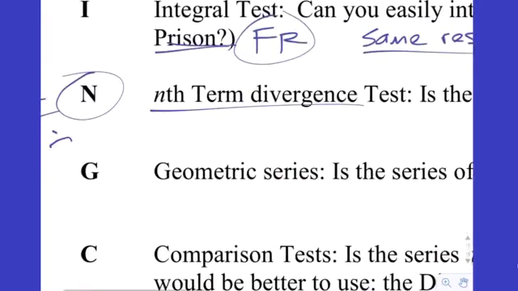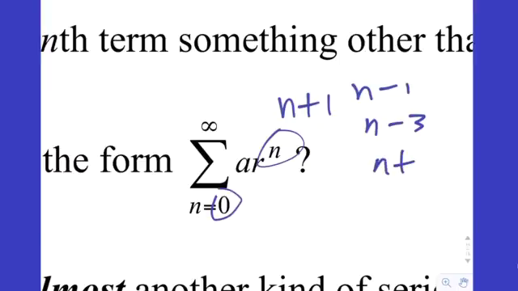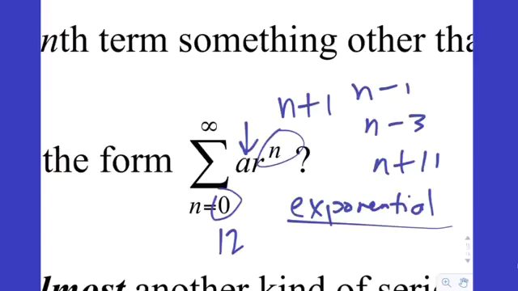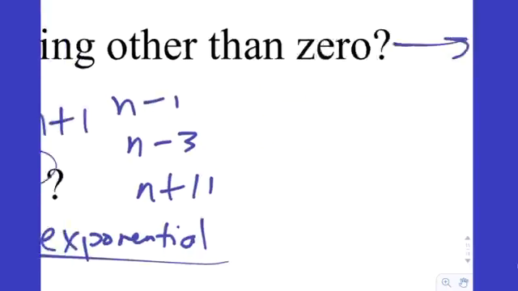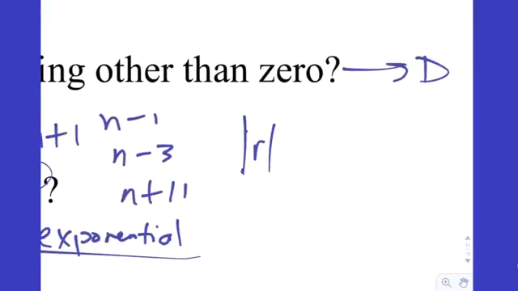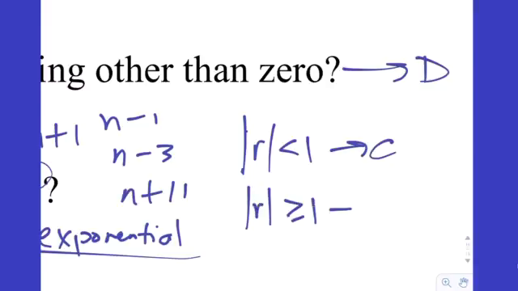G is the geometric series. Is the series of this form? Again, it doesn't matter if you start at 0. It doesn't matter if it's n plus 1 or n minus 1 or n minus 3 or n plus 11, or if you're starting at 12. Can you write it as an exponential? Does it look exponential? You can have things in front that are multiplied by it, and you can have powers of n. If it looks exponential, then remember if the absolute value of r is less than 1, it converges. If the absolute value of r is greater than or equal to 1, it diverges.